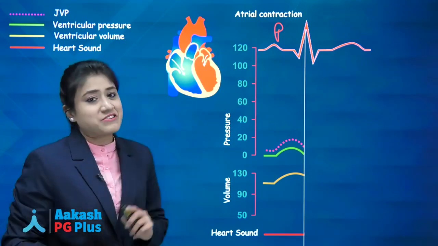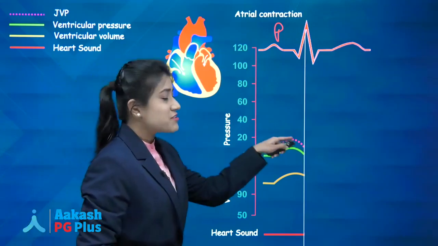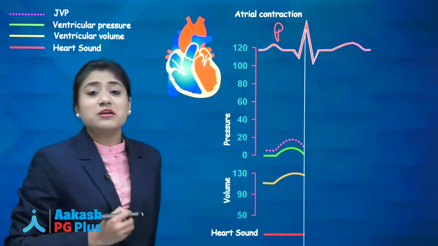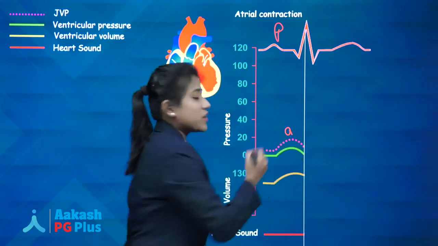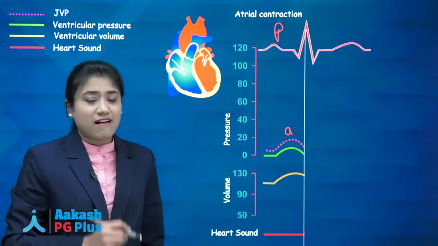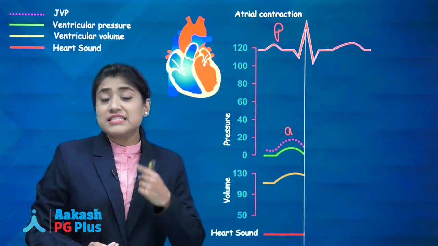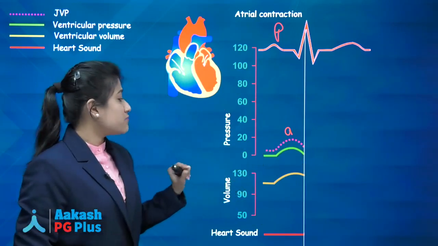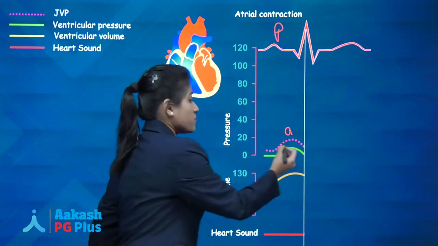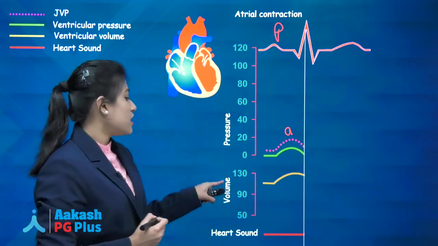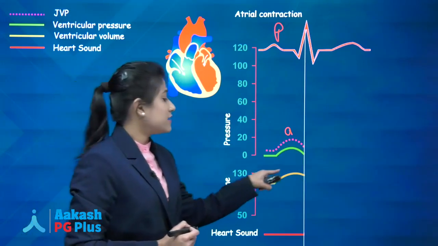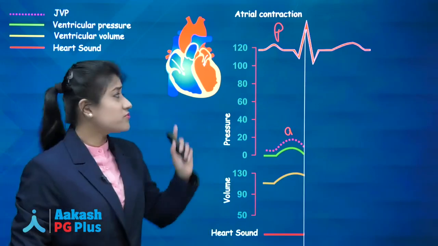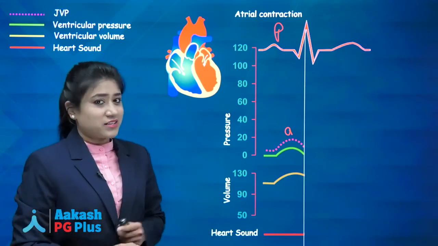After that, you will get atrial contraction. What will happen to this atrial wave? In atrial contraction, there will be an increase in atrial pressure. So, you will get the A wave on what? JVP, yeah, because we know that the atrial pressure is reflected in the JVP waves. So, this one is your A wave. What is happening to the ventricular pressure? Ventricular pressure is increasing during the atrial contraction. What is happening to the ventricular volume? Again it is increasing.